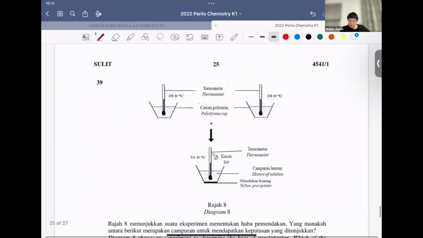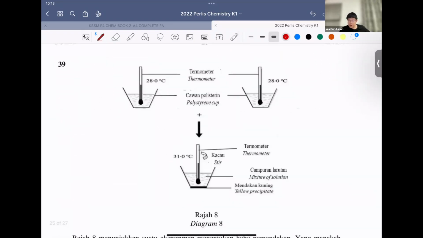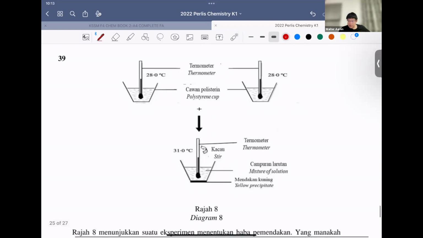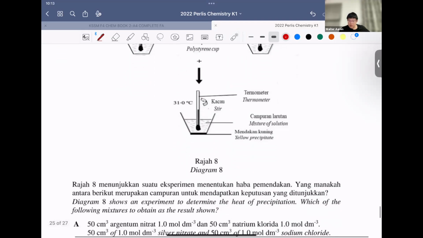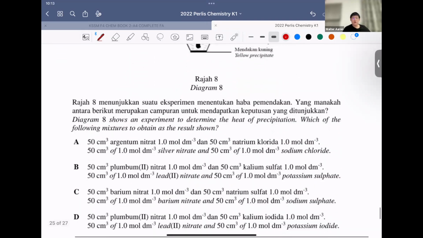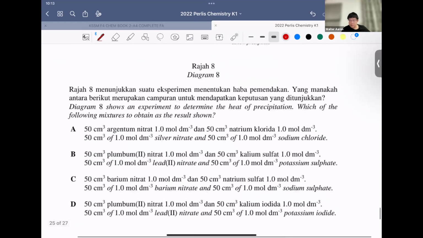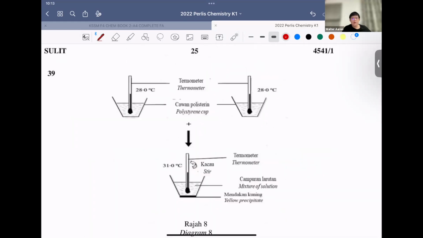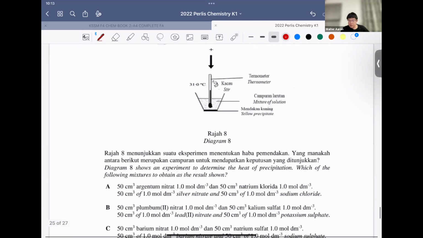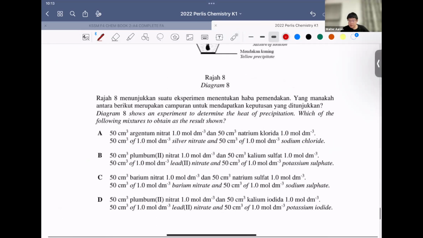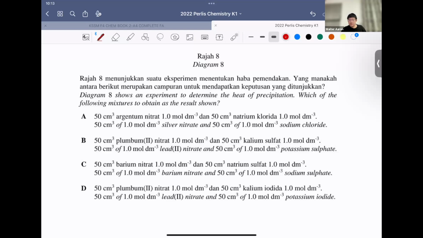So we got the diagram over here that shows you a polystyrene cup with substances reacting inside. Then you have to stir it using the thermometer, and you can see that there's an increase in temperature from 28 to 31.0 degrees Celsius. Diagram A shows an experiment to determine the heat of precipitation. Apparently two soluble salts are added together to get what we call double decomposition, to produce a salt which is insoluble. Diagram A shows an experiment to determine the heat of precipitation. Which of the following mixtures obtains the results? Let's take a look at this.